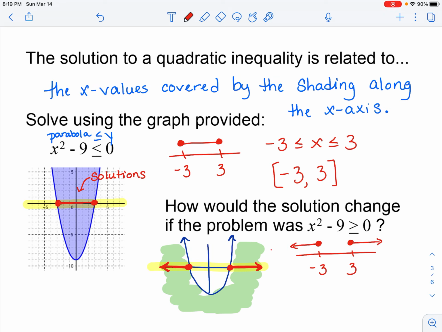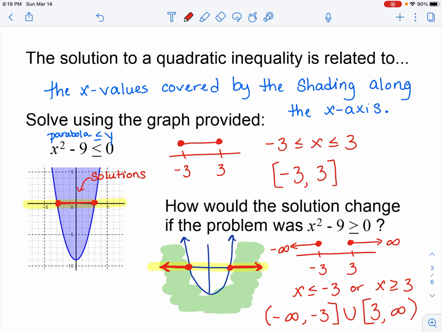Now remember, the left of a number line is negative infinity. The right of a number line is positive infinity. So when we go to write those inequalities, we would say x is less than or equal to -3 or x is greater than or equal to 3. With intervals, I'm going from negative infinity up to -3. I can include the -3 but not the infinity. I've got a separate interval from 3 to positive infinity. I cannot include infinity, but I can include 3. So that would be the solution to x squared minus 9 is greater than or equal to 0.